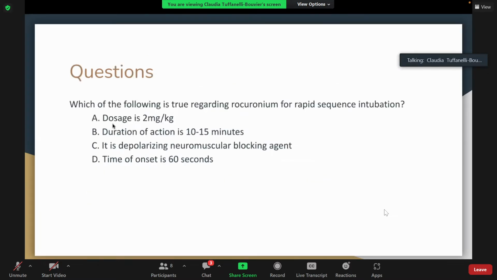So adults now, which of the following is true regarding rocuronium for rapid sequence intubation? A, dosage is 2 milligrams per kilogram. B, duration of action is 10 to 15 minutes. C, it is a depolarizing neuromuscular blocking agent. Or D, the time of onset is 60 seconds.